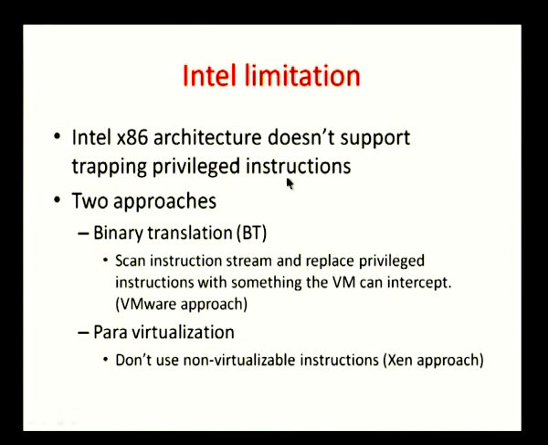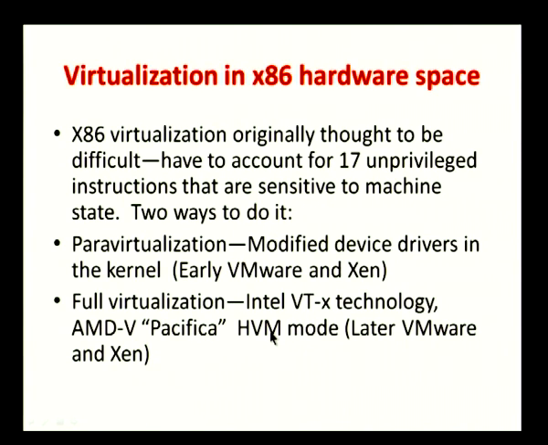So, how is it overcome? Intel architecture does not support the trapping of privileged instructions, so they follow two approaches. One is using binary translation. It scans the instruction stream and replaces the privileged instructions with something the VMM can intercept. That is called the VMware approach. Otherwise, you can make use of the following concept, that is, do not use non-virtualizable instructions at all, that is the Xen approach. By using this method, the limitation is also overcome.